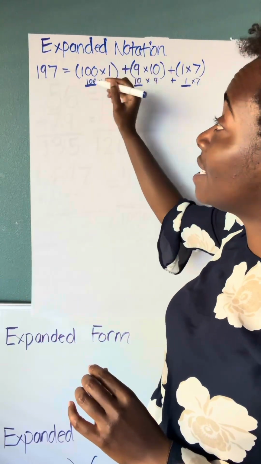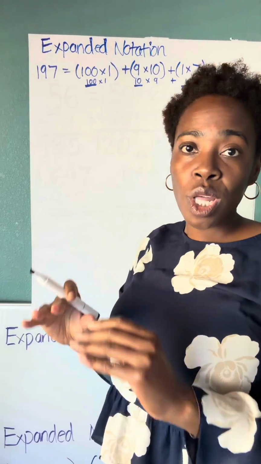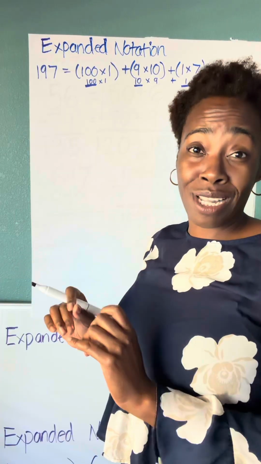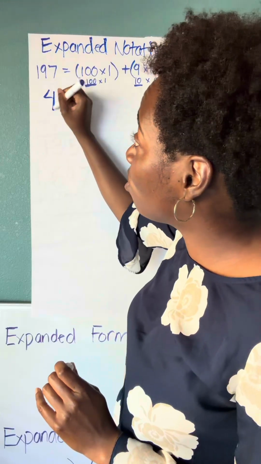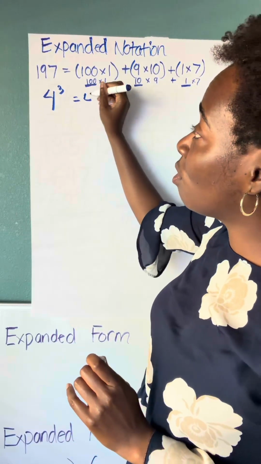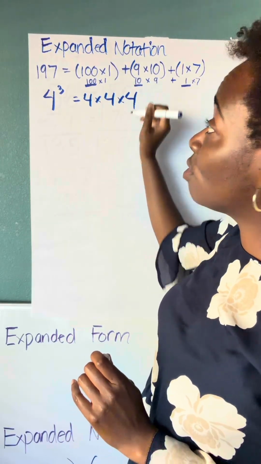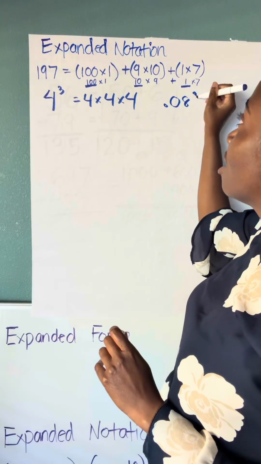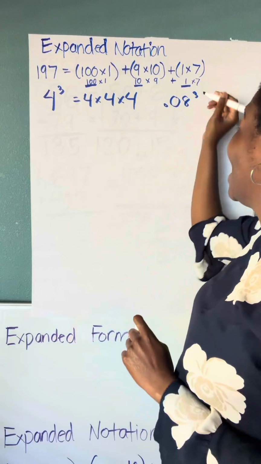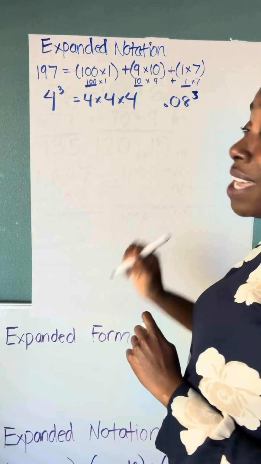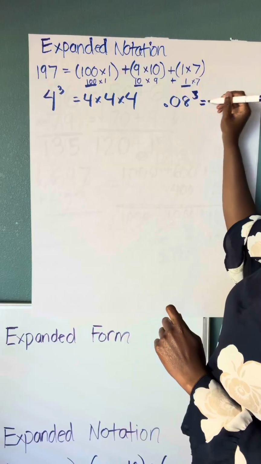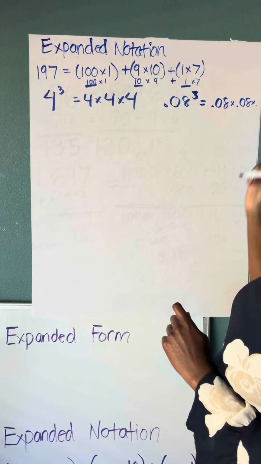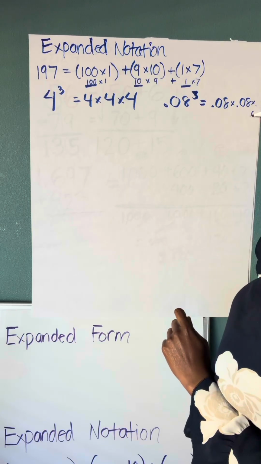When we talk about this, it prepares kids to do the pre-algebraic work of exponents. Exponents, being 4 cubed, which would equal 4 times 4 times 4. But what happens when you have 0.8 to the 3rd power? That would equal 0.8 times 0.8 times 0.8.